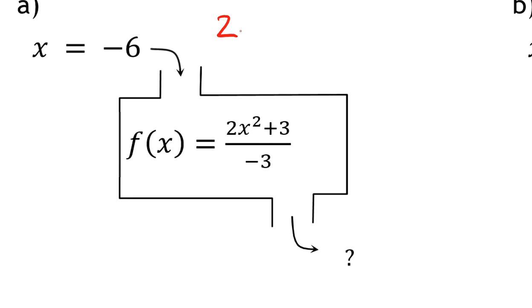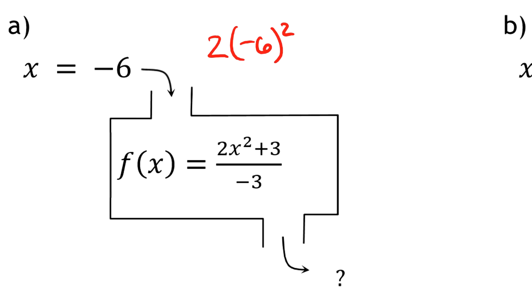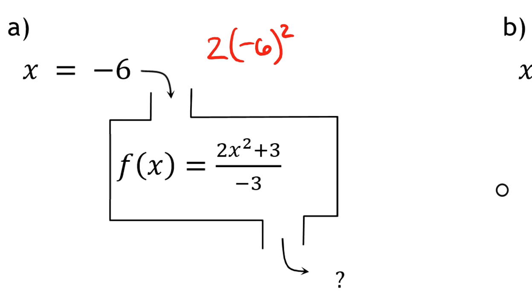So I start out with 2 times, and then in parentheses I have a -6, and that's what gets squared, right? The -6 gets squared, and then I'm adding 3 to that result, and then I'm going to divide that entire thing by a -3. Take a look at what you did closely. I saw students multiplying by 2 first and then squaring that result.